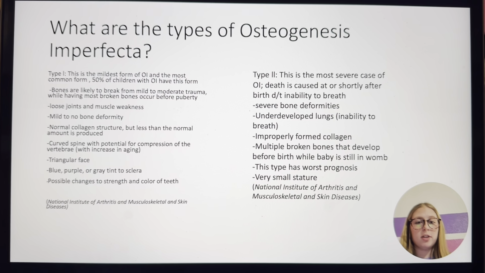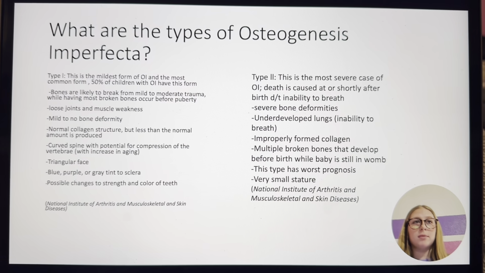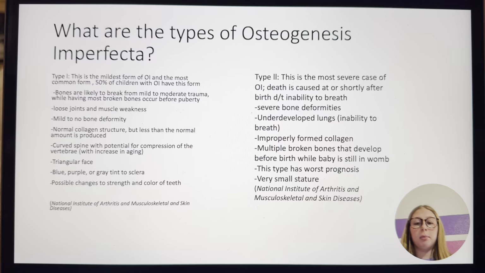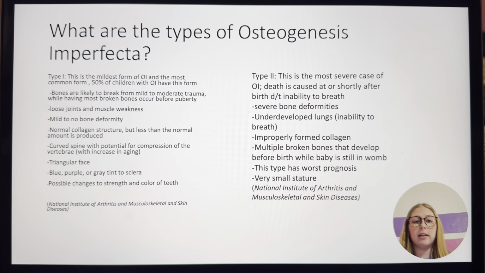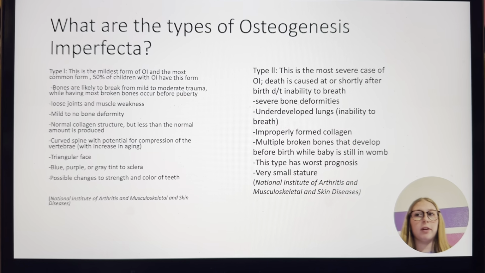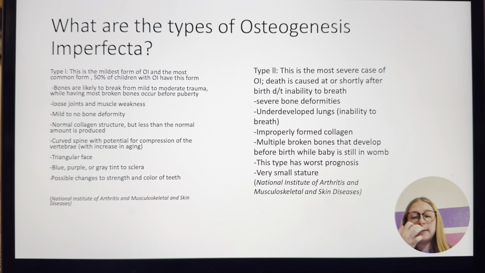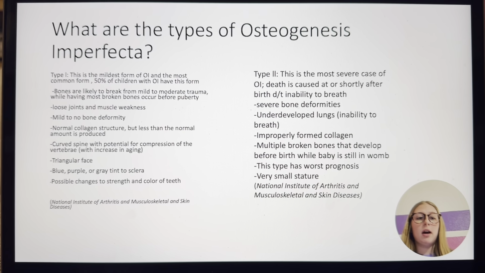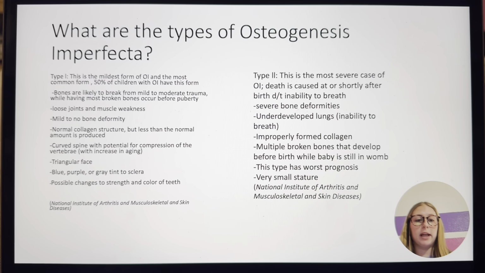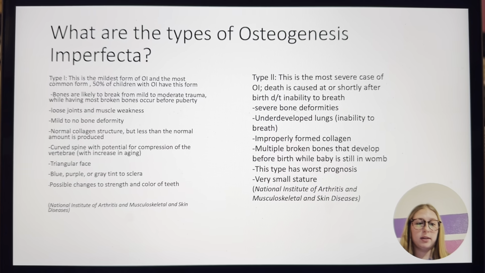What types of osteogenesis imperfecta? So I'm going to be going through all the types. It's kind of lengthy, but I think it's really important that everyone knows what the differences are, because some of them are very severe and some of them are mild. So type 1 is the most common form of OI. 50% of children with OI have this form, and it's also the mildest form, so that's good.